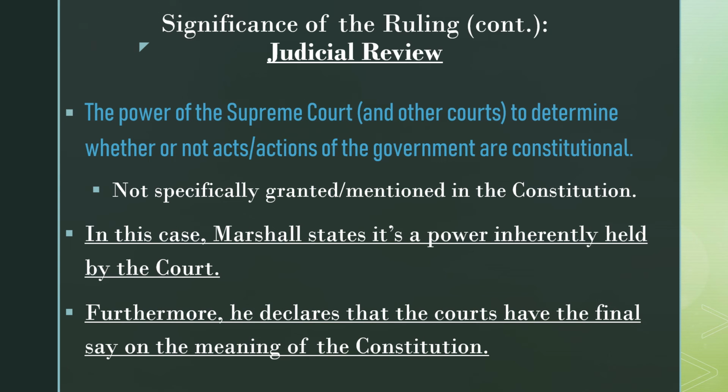More on judicial review: the power of the Supreme Court and other courts to determine whether or not acts or actions of the government are constitutional. That's a good old definition of judicial review. This is not specifically granted or mentioned in the Constitution word for word. In this case, though, Marshall states that it's a power that is inherently held by the court. Other courts are able to do this, so the Supreme Court can as well. Furthermore, he declares that the courts have the final say on the meaning of the Constitution. So that's the last stop shop, essentially.